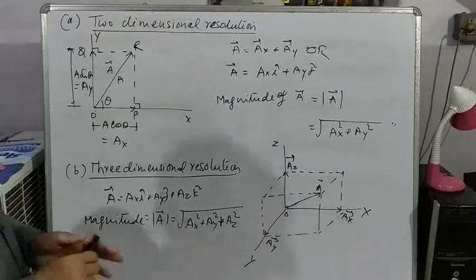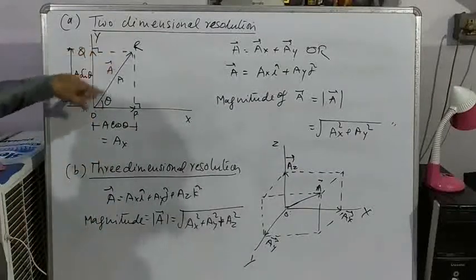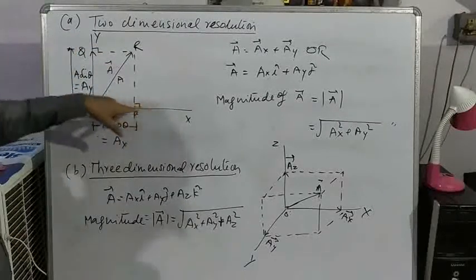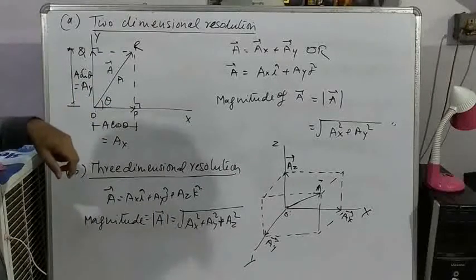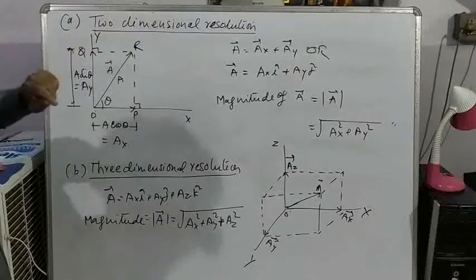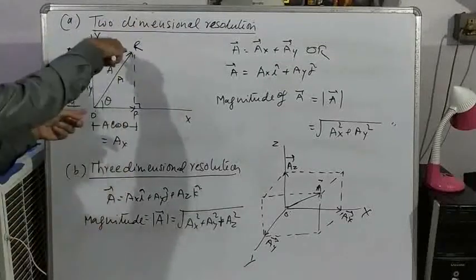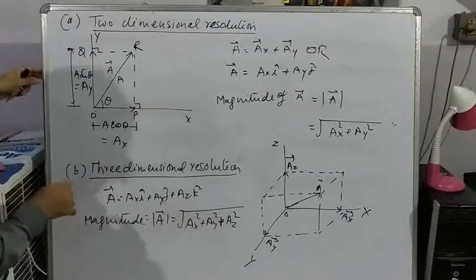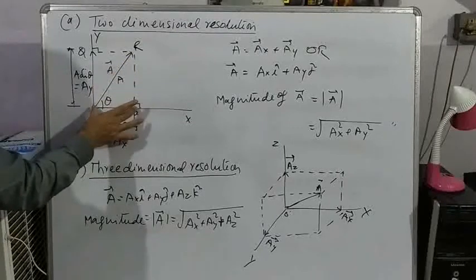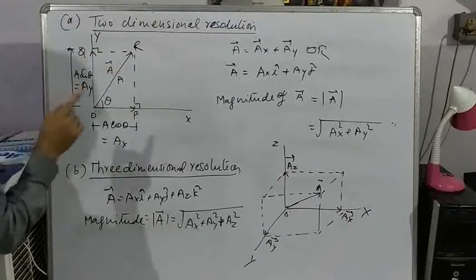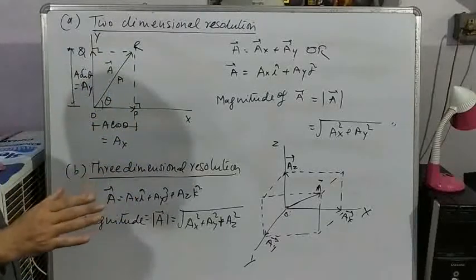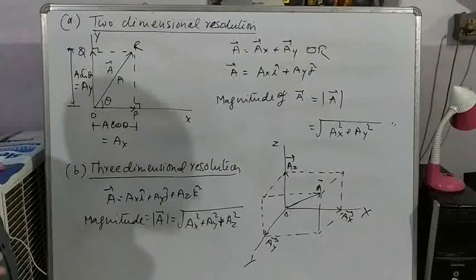First, let us resolve vector A in two mutually perpendicular directions. So this is called resolution in two dimensions. This is the magnitude of vector A. You want to find the component of vector A along the x-axis and along the y-axis. Keep in mind it is two-dimensional, means you are going to find the component of vectors in a plane in two mutually perpendicular directions.